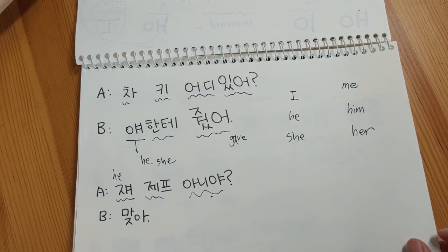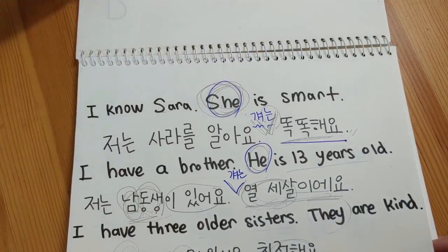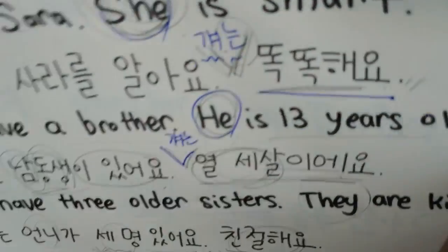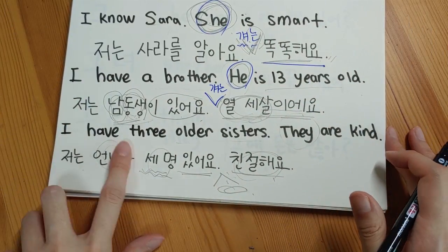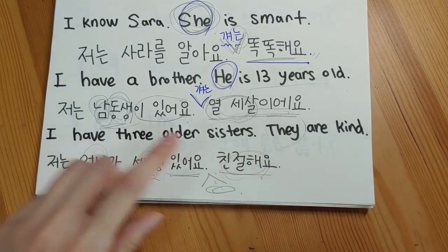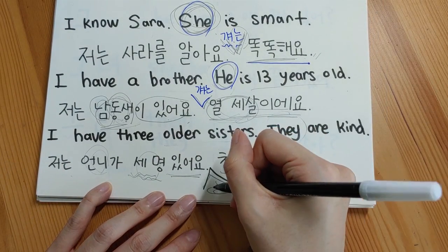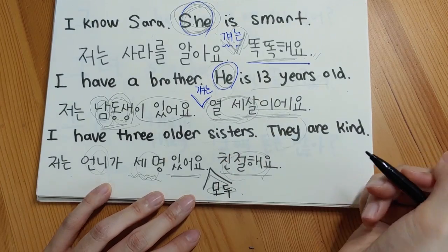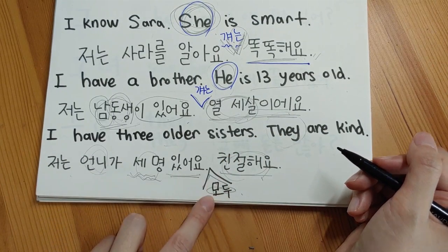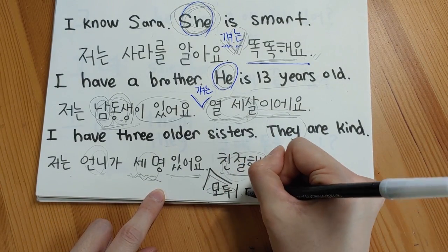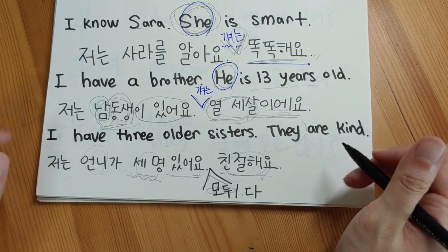And this time, it's really the last. Let's go back to where we left off here, the last sentence. So what you can do here, I have 3 older sisters. They are kind. What you can do here about they is you can say 모두 친절해요 to mean all of them are kind. Or 다 친절해요, all of them are kind.